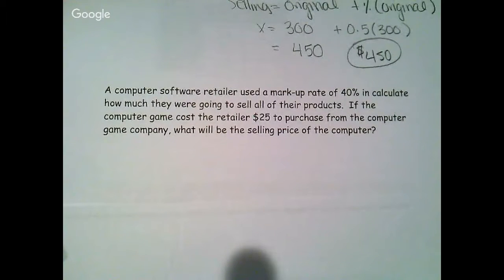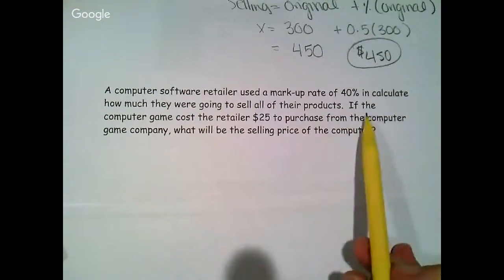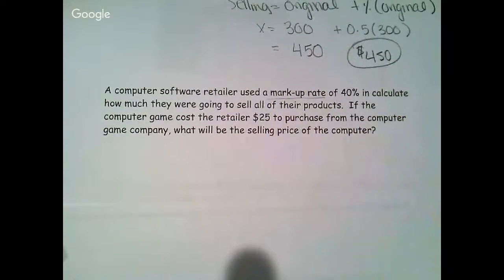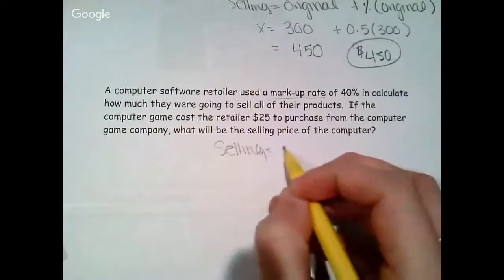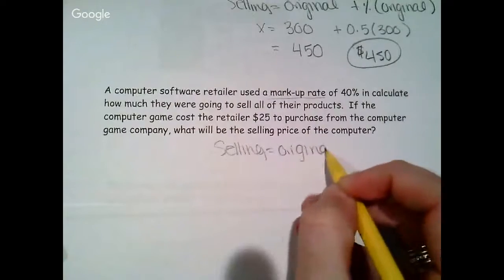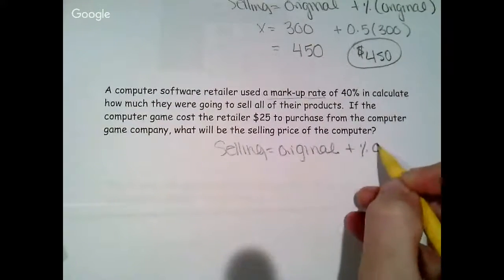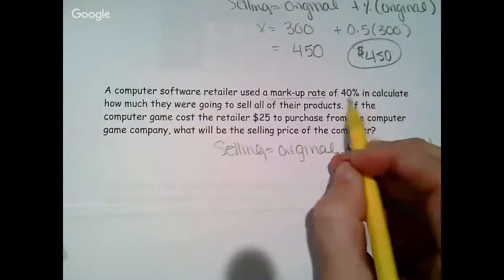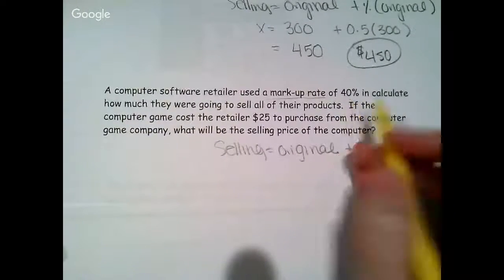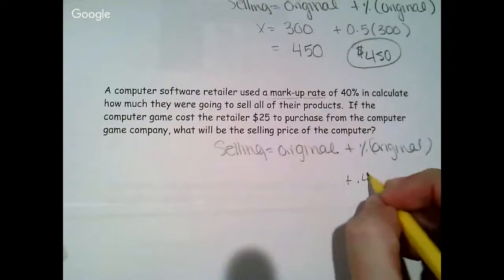Welcome back. For this one, you should have got that they are selling it for $35. If you did, go ahead and skip to the next problem. If not, take a look with me on what you may have done wrong. So again, when it says a markup rate, I see those words, I know that I'm going to have to use my equation selling equals original plus percent times original. All right. And I know my percent is 40. So 40%, remember, as a decimal is 0.4.